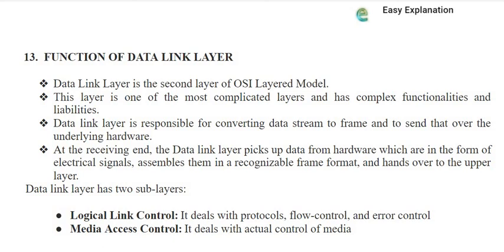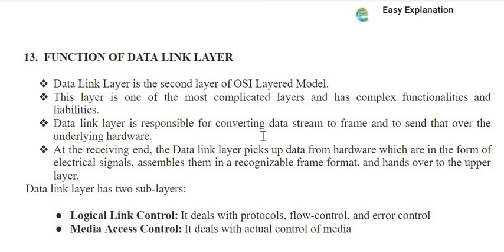The data link layer is responsible for converting the data stream into frames. What is the type of data present in the data link layer? It is in the form of frames, and to send that over the underlying hardware, after converting it into frames, it sends the data to the physical layer. Also at the receiving end, it picks up the data in the form of bits or electrical signals, and assembles them into frames and hands them to the upper layer. So this is what the data link layer does.